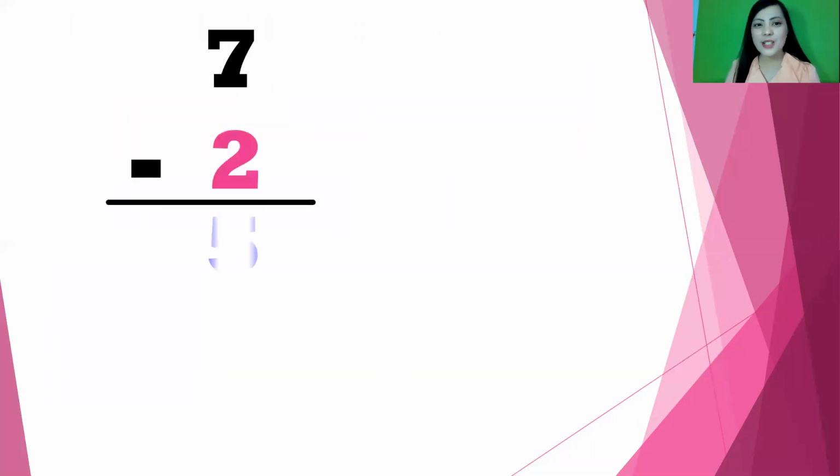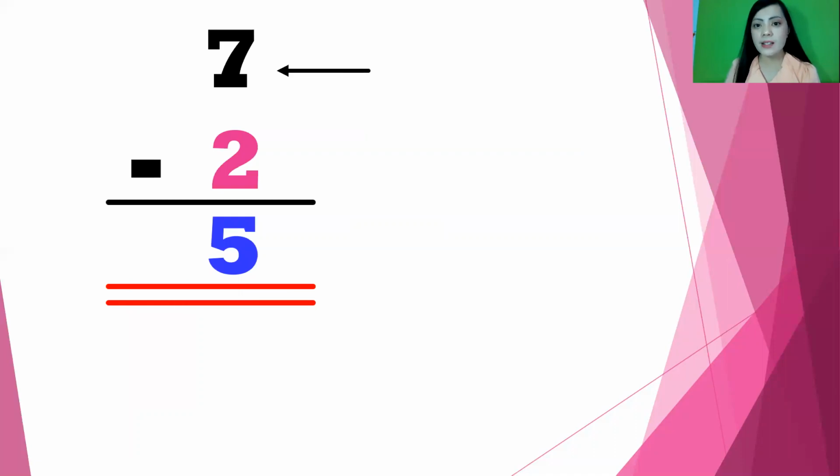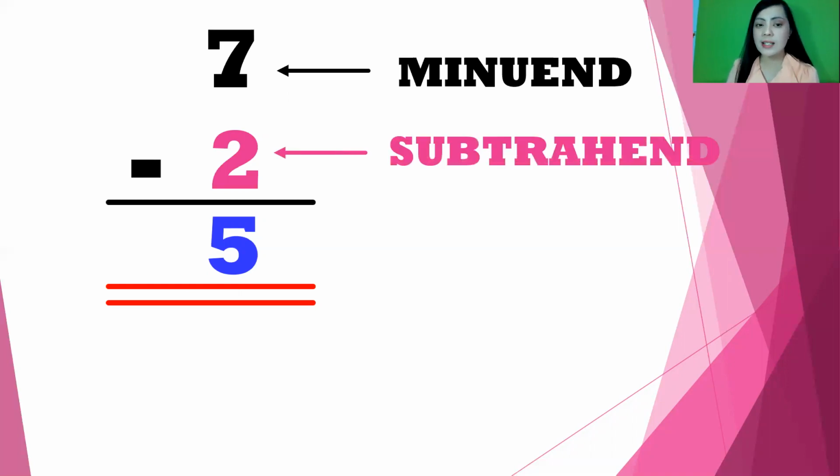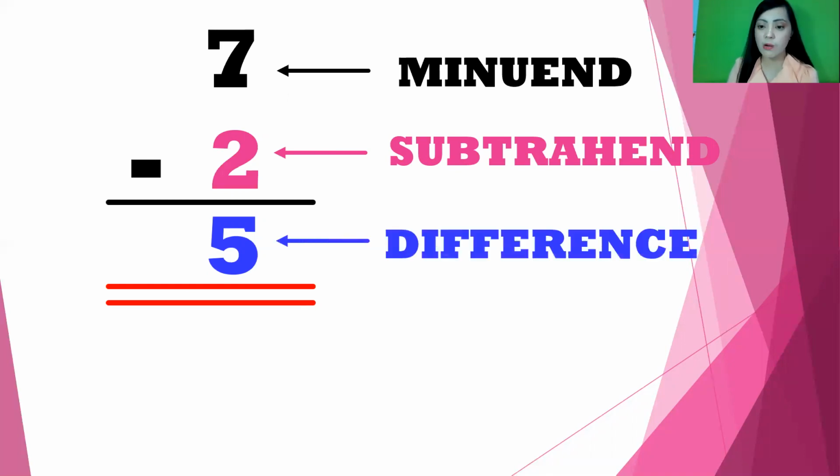All right, let us go to subtraction. 7 minus 2 is equal to 5. All right, so easy. So we call 7 the minuend, the number on top, the number that you are going to subtract from. The subtrahend is the number handed down. So 7 is the minuend, the bigger number. 2 is the subtrahend, the smaller number, because if you're going to minus, it should be bigger number minus the smaller number. The answer is what we call the difference.